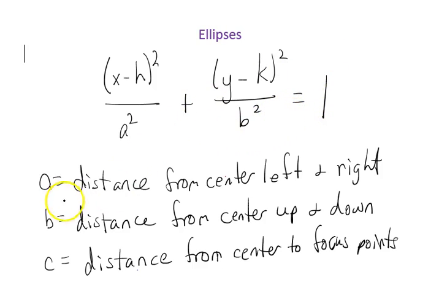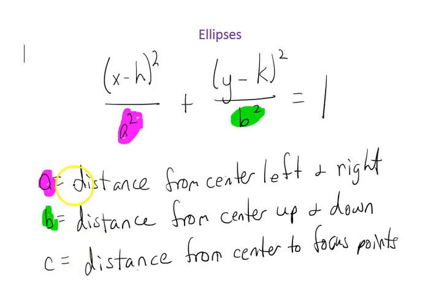Okay, what do these numbers mean? Well, a, which we're finding a squared right here, is the distance from the center to the left or the right. And then b is the distance from the center up or down, and so b squared's right here. So that's where you locate those two things to find what a and b are. And basically from your center, you're going to count left and right whatever a is, and count up and down whatever b is, and then you'll be able to draw your ellipse.